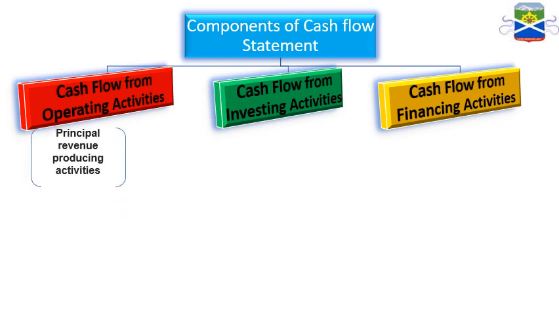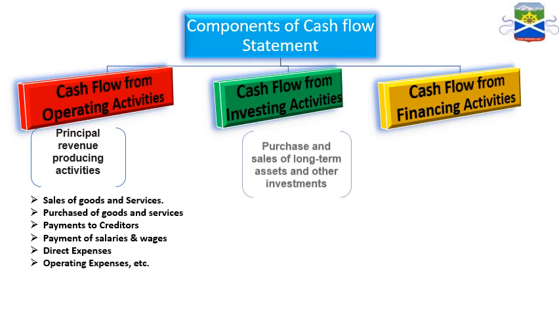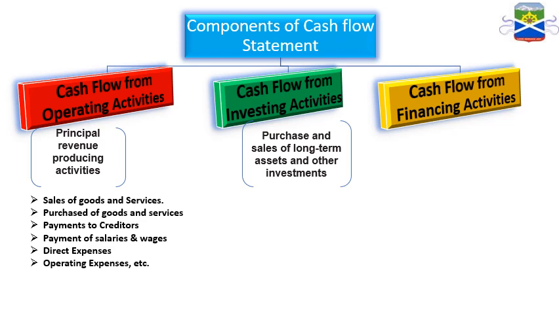Under cash flow from operating activity, you will find the principal revenue producing activities, producing of goods and services. What are these? You will find sales of goods and services, purchase of goods and services. There are payments to creditors, payment of salary and wages, direct expenses, operating expenses, etc. These are coming under cash flow from operating activities.